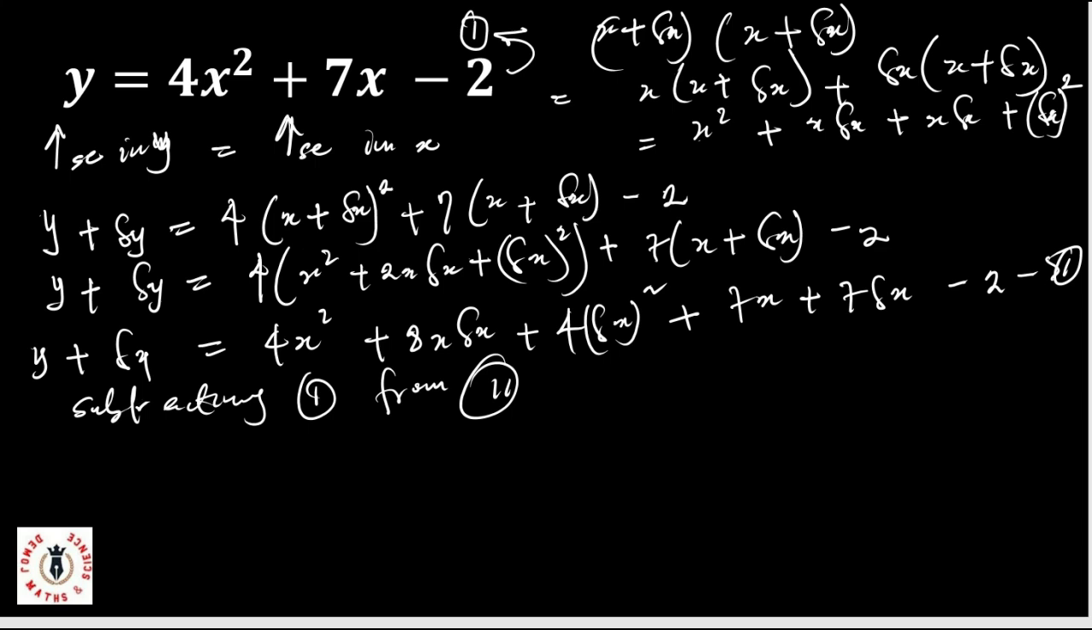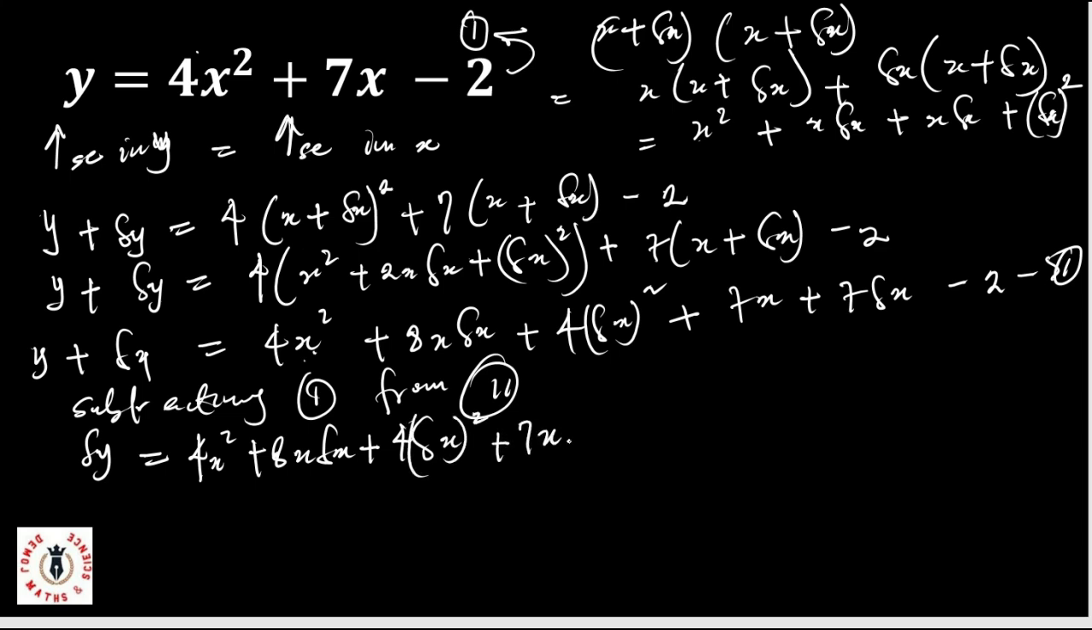I'm subtracting equation 1 now from 2. That will be y plus change in y, delta y, minus y. I'll be left with delta y equals, here I have 4x squared. Obviously I have 4x squared here. Let me just show it here so that we'll see it vividly. This is 4x squared plus 8x delta x plus 4 delta x all squared plus 7x plus 7 delta x minus 2.